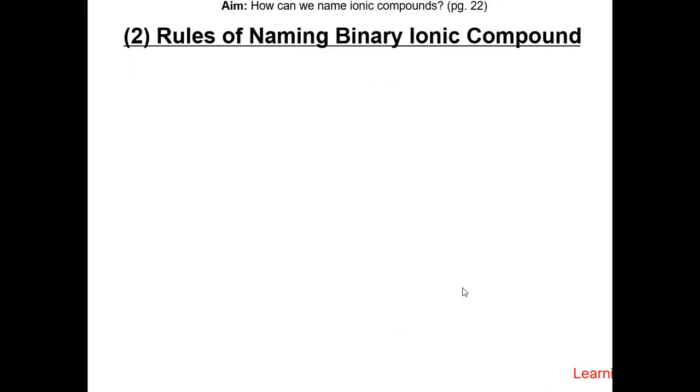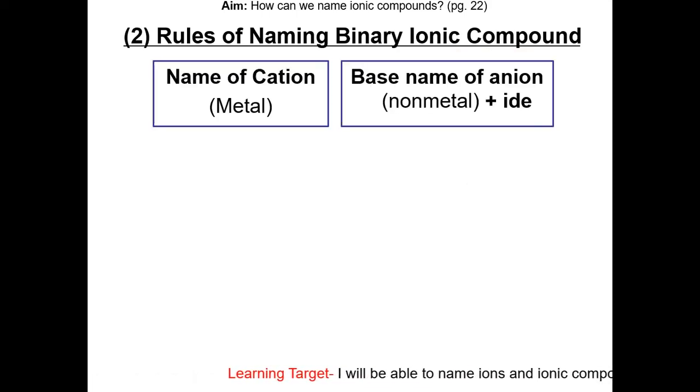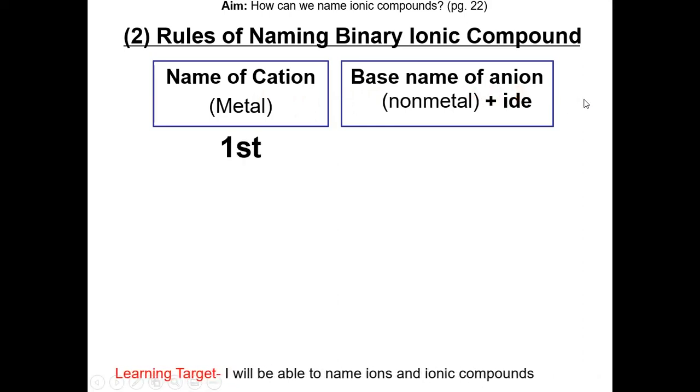So now that we have a good understanding of naming ions, we're now going to put the rules together to name a binary ionic compound. So this is a setup. We're basically combining the rules for naming cations and anions. So you always write the cation first, then the anion.